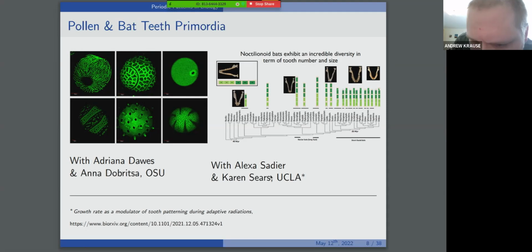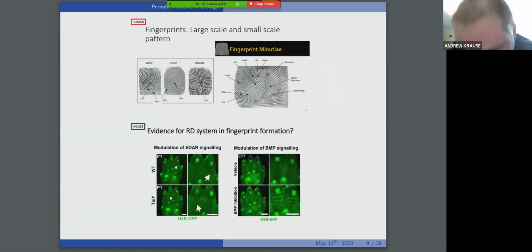Other work with collaborators at UCLA has looked at bat teeth, trying to understand bats, which are not a model organism, by sampling different taxa and trying to understand the role of a plausible reaction diffusion mechanism in the size and spacing of bat teeth. Again, the theme for all of this is that you have some periodic pattern, but there's macroscopic variation, or kind of structural bits to it which make it not a simple periodic pattern.